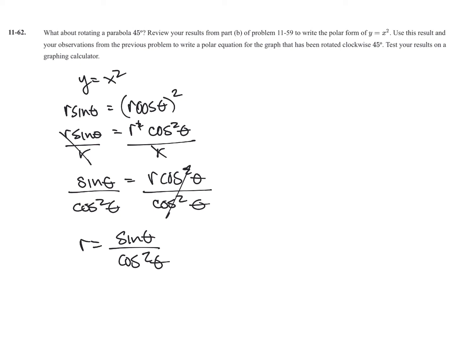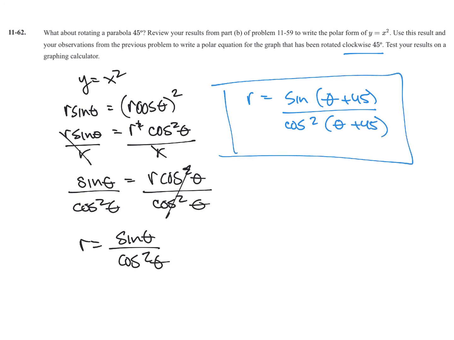Now it wants to rotate clockwise by 45 degrees. So for clockwise by 45 degrees, you would take your r equals sine of theta, and clockwise means plus, so plus 45 degrees, divided by cosine squared of theta plus 45 degrees. That is how you would rotate that.